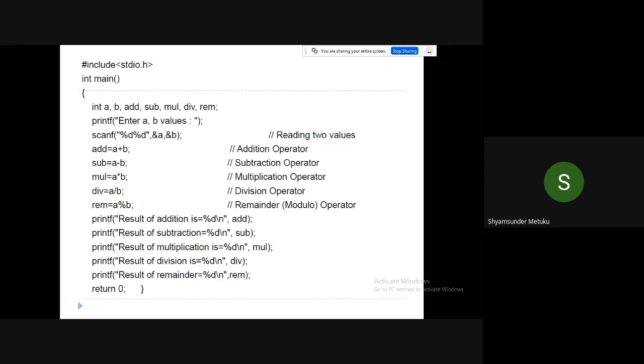Fine. Then followed by printf. The result of the addition is equal to %d backslash n. So I hope if I am going to use sub instead of add in the first printf, what is going to happen? What is the result?